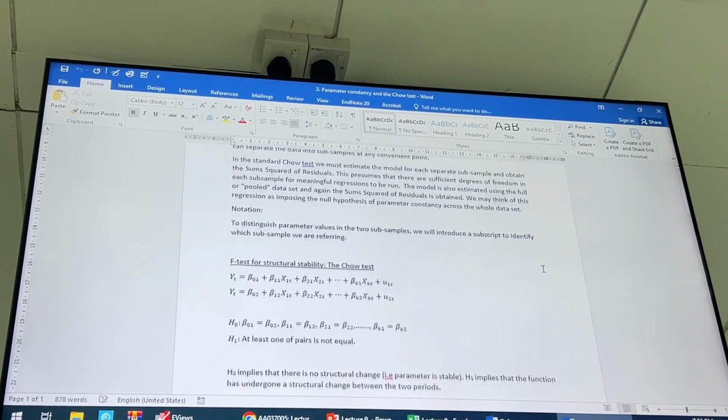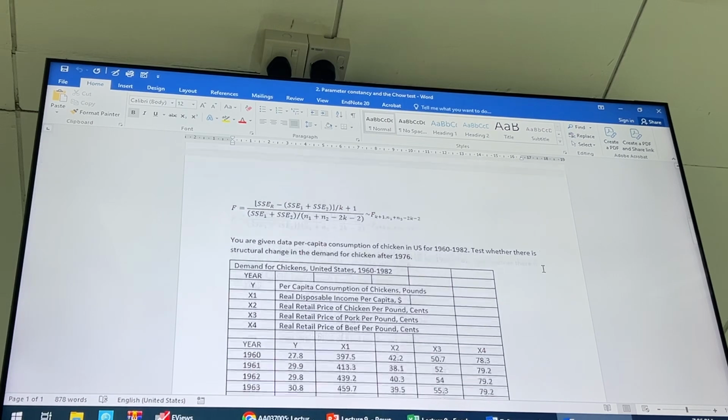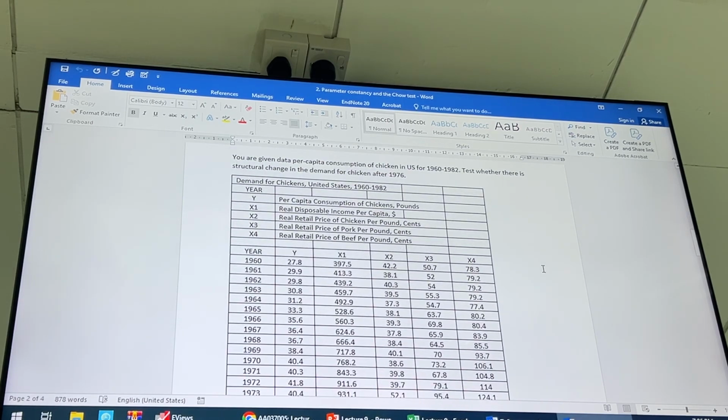So recall what we discussed earlier, we can use the Chow test to test whether the parameters are stable or not for two different periods. So let's say for the given example, we want to see whether the parameters are still stable. Stable means the same, right? Or not stable, meaning that the parameters are no longer the same for the period before 1977 and after 1976. Okay, the two different periods.